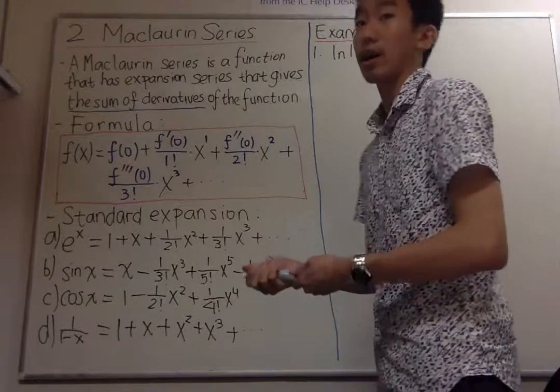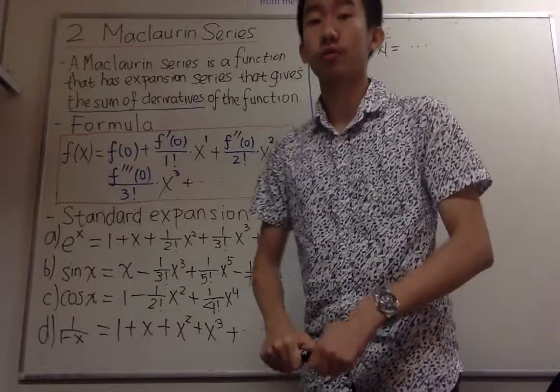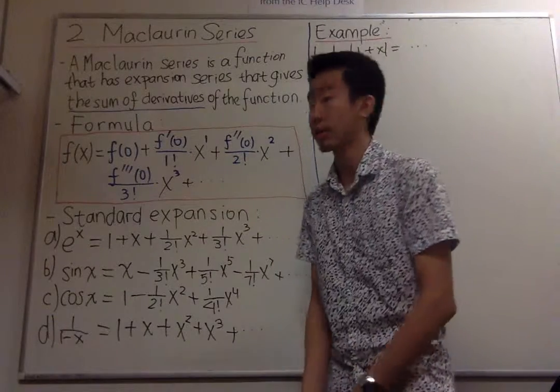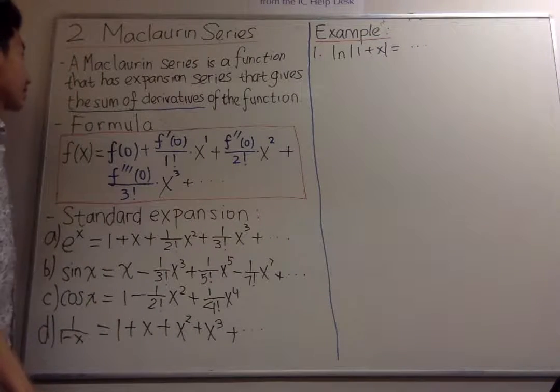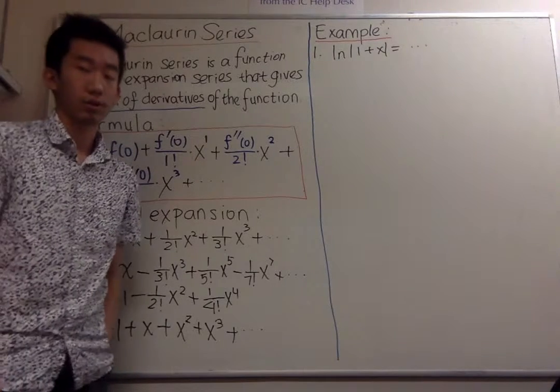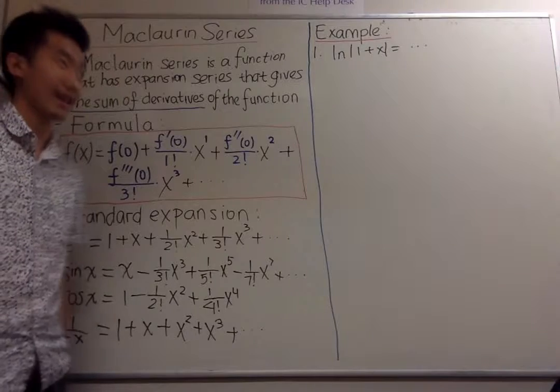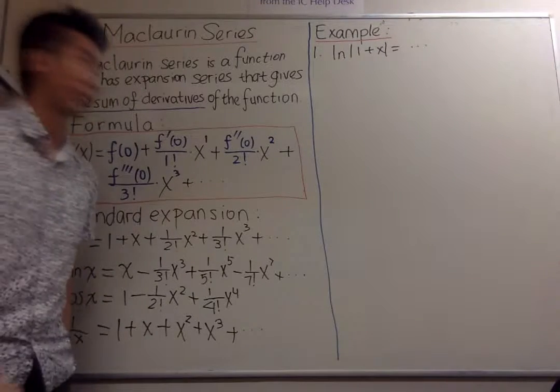Today we are going to discuss more about the Maclaurin series. First of all, let's look at the definition. A Maclaurin series is a series expression of a function that gives the sum of the derivatives of the function. That's the basic definition of it. We will look through the formula here.